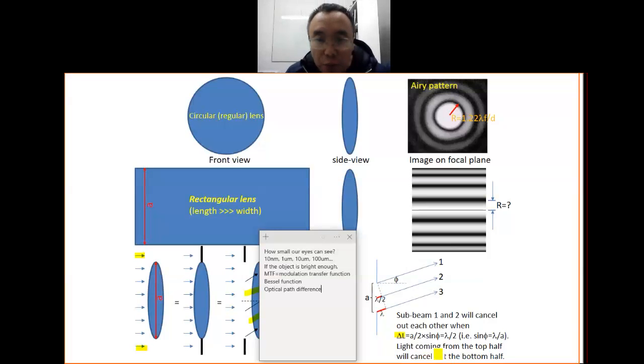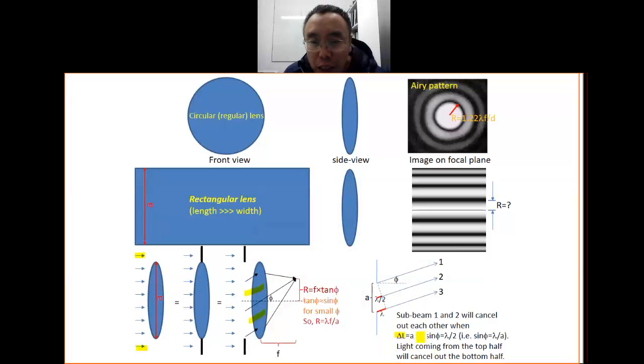The optical path difference delta L is given by A over 2 times sin phi. So this is equal to half A sin phi. If this is equal to lambda over 2, then we know that sub-beam 1 and sub-beam 2 will cancel out. So this corresponds to the situation of sin phi equal to lambda over A.